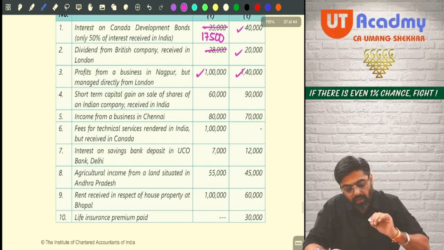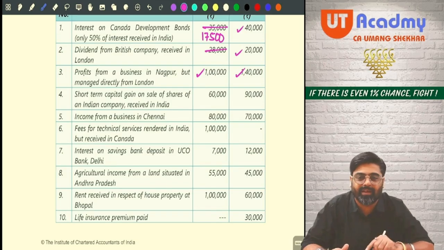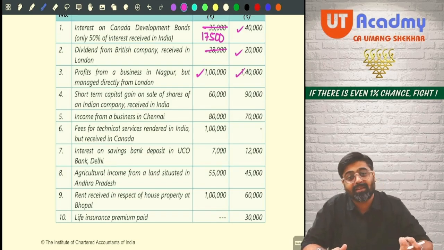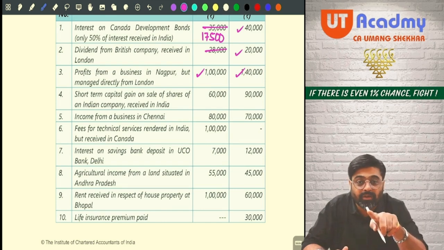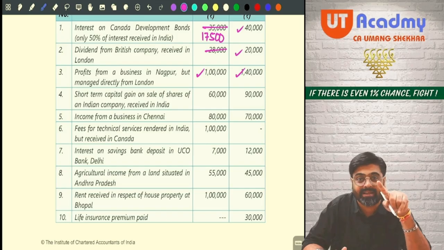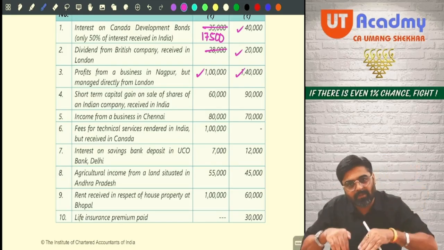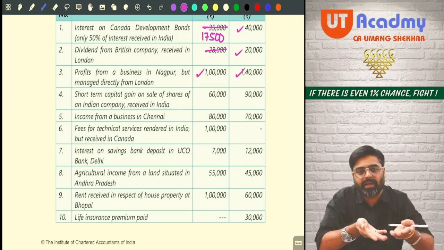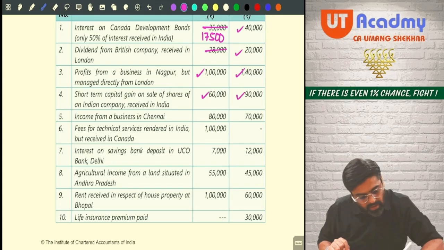Next one. Short-term capital gain on sale of shares of an Indian company received in India. Wonderful. The shares of an Indian company you are selling in India and the gain you are also receiving in India. What if you would have received this gain outside India? Then also it would have been your Indian income, because that time it would be deemed to accrue or arise in India, section number 9 income. Yes or no? But right now, the income is accrued in India and received in India. It is your Indian income, taxable if you are NR, taxable if you are ROR.